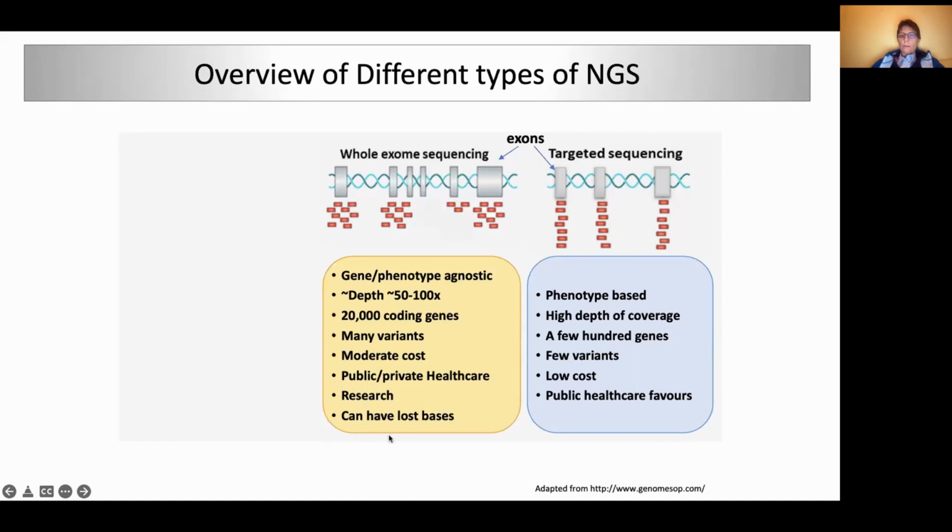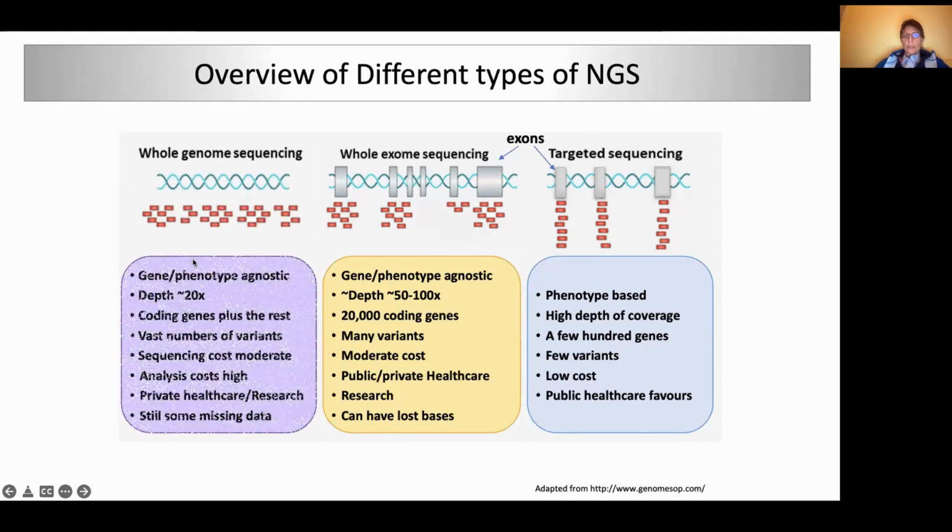However, a major problem to be aware of is that you can get lost bases because of that capture phase, where you're capturing a lot of data or a lot of genes in a very small test tube. In targeted sequencing, you can backfill using Sanger sequencing, but there's too much to do in whole exome sequencing. As I mentioned, whole genome sequencing fundamentally is also gene and phenotype agnostic. The depth of coverage is less, but it's very, very even. And that's a very important point that I'll come to in a moment.